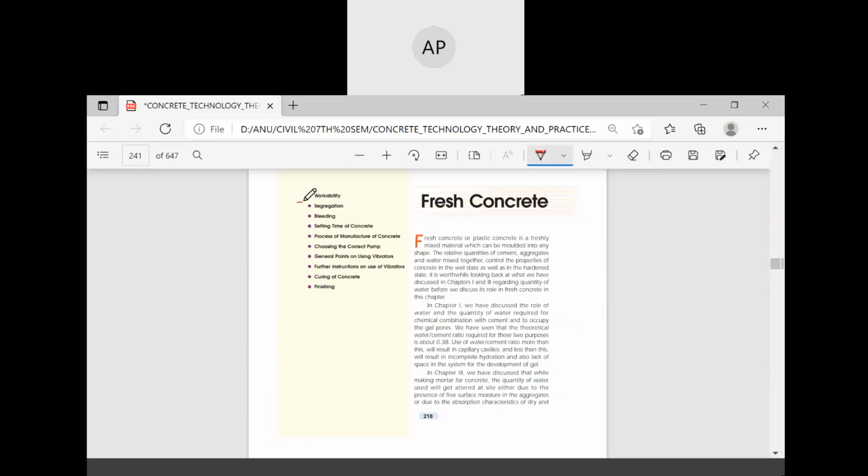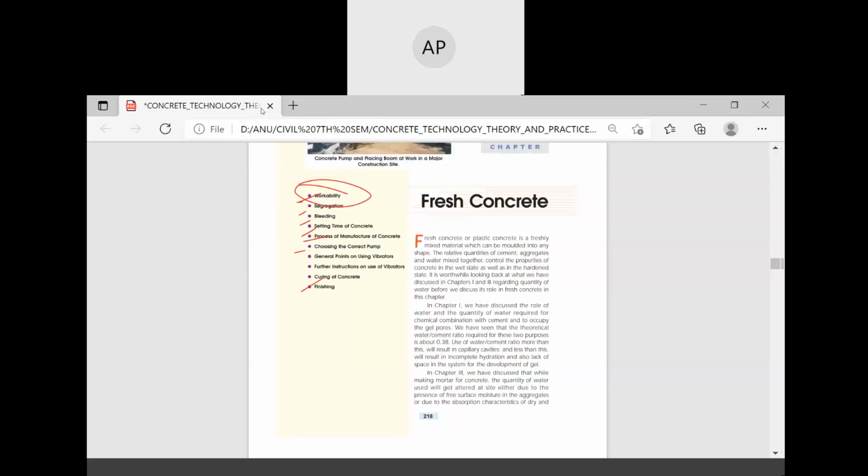Here we will study workability, segregation, bleeding, setting time of concrete, the process of manufacturing, slump, what is slump, and how workability is measured. Okay, thank you.